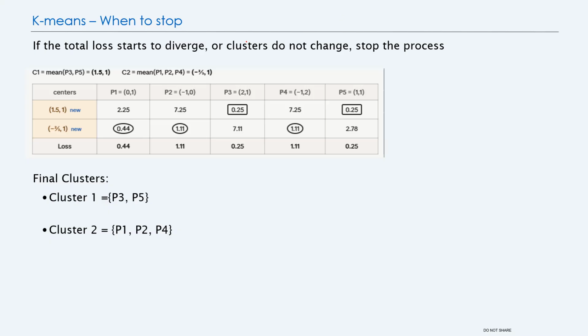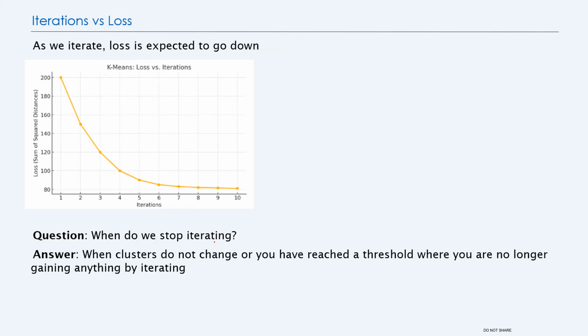So what is the criteria for stopping? If the total loss starts to diverge for some reason, or clusters do not change, we can stop the process. Because as clusters do not change, the mean is not going to change. Therefore, everything is going to be just repeating the same thing. So in this case, we determine that the final clusters are P3, P5, and P1, P2, P4. All right. So that's the K-means algorithm.